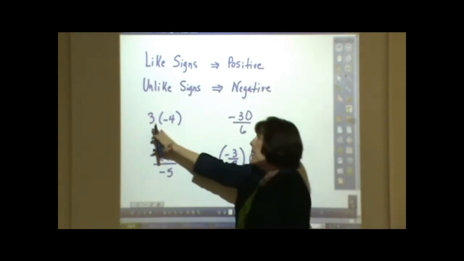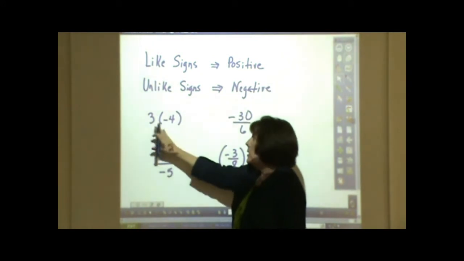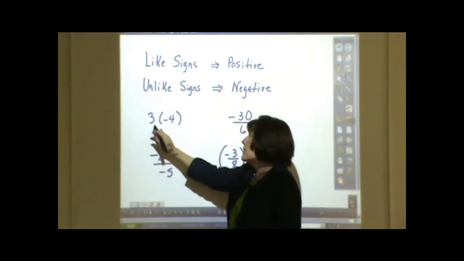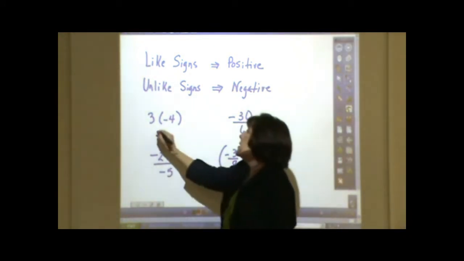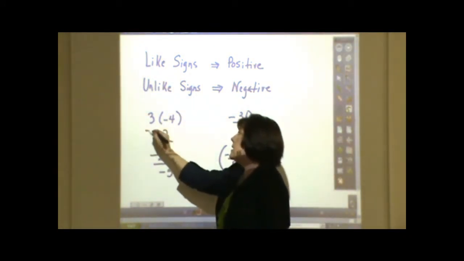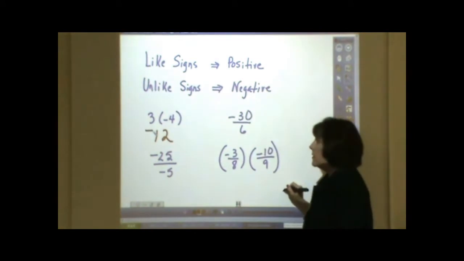In the first problem, a positive 3 times a negative 4. One is positive, one is negative. Go ahead and make the computation: 3 times 4 and get 12. And because only one is positive and one is negative, your unlike signs, you get a negative 12 as your answer.